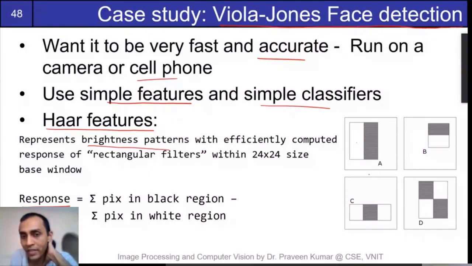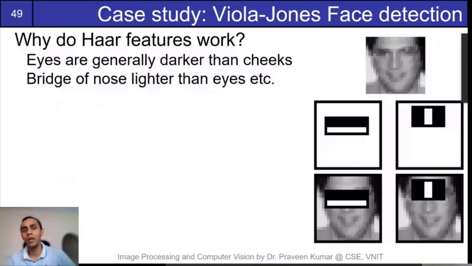They would calculate these filters on a 24 by 24 size window. The base size was a 24 by 24 window. What that means, we'll explain later. But first of all, why do these simple features work for faces? Why are they good for face detection?